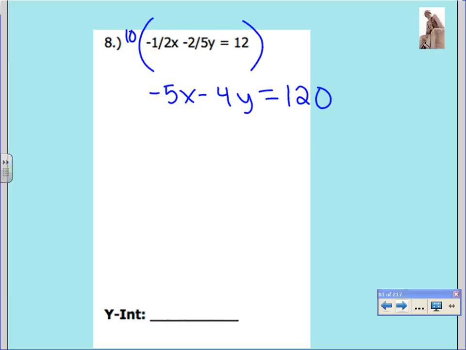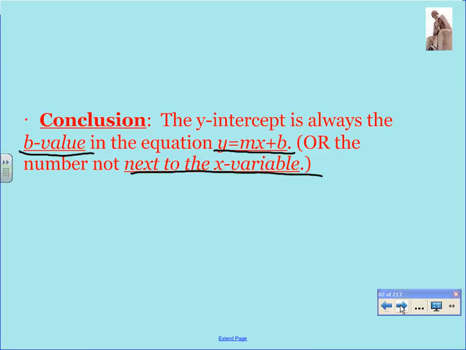All right, conclusion. So we have a conclusion here. Then I need to ask you a couple questions. Okay, the y-intercept is always, which you all already told me, the b value in the equation. Y equals mx plus b. So the y-intercept is always the b value, you're just filling in the blanks in the equation, y equals mx plus b. You can also say it's not the number next to the x variable.